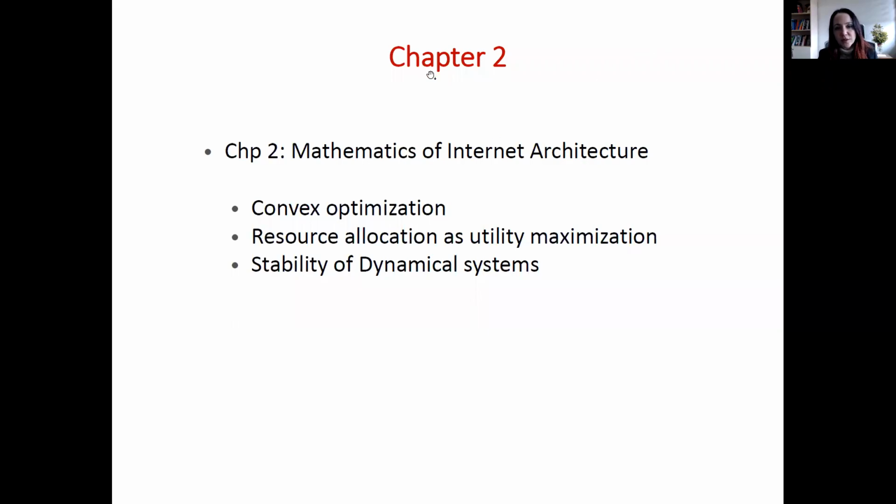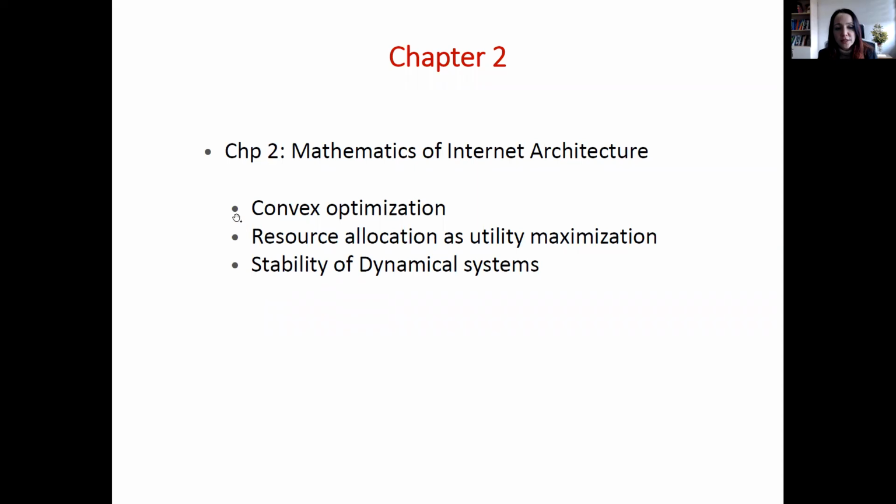Okay, hello everyone, and welcome to the first lecture of EE 532 on communication network optimization. We will be following chapter 2 today from the book by Srikant and Ying. This chapter deals with several topics on the mathematics of internet architecture.